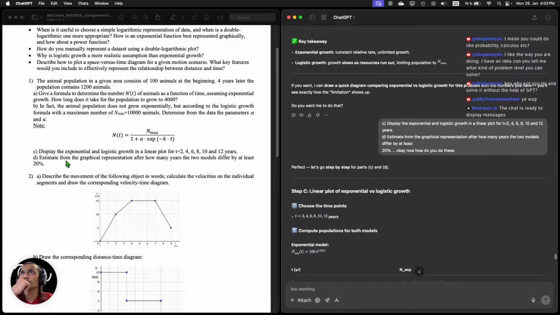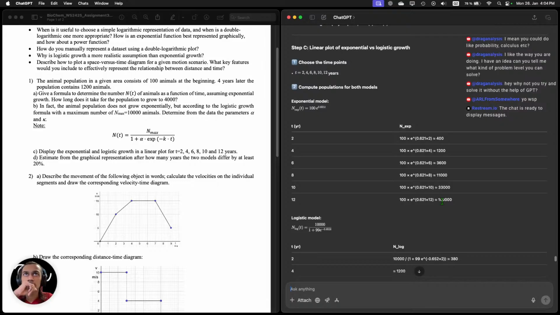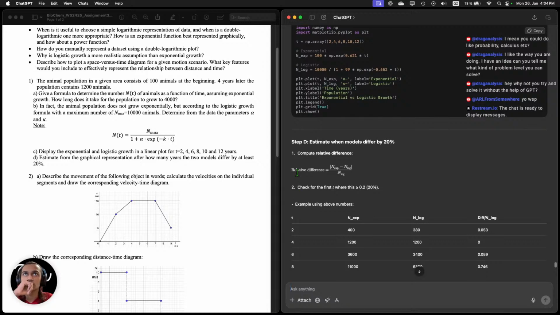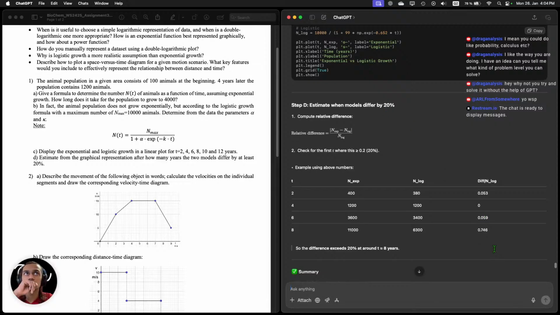Just given the t, exponential and logistic rate. Relative difference: N exponential minus N logistic divided by... So the difference exceeds 20% at the... No, I did not get the last part. Where is this 20% coming up?